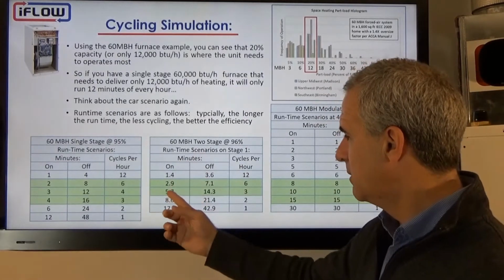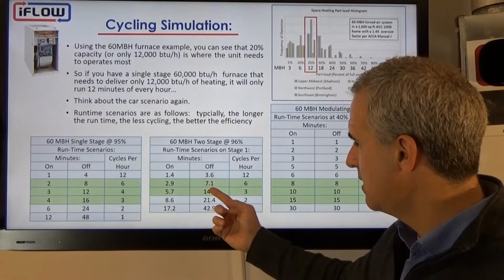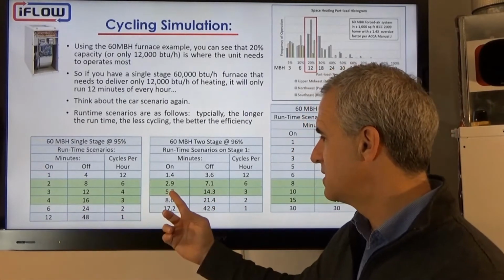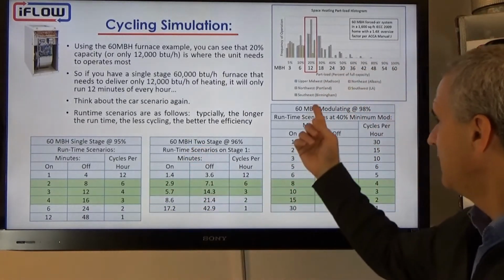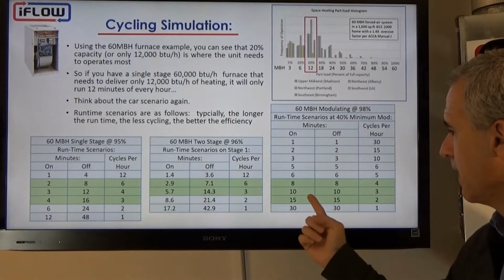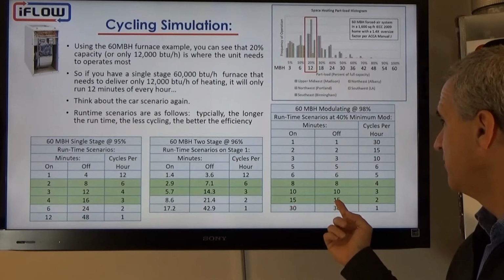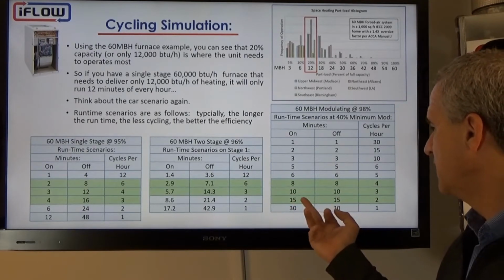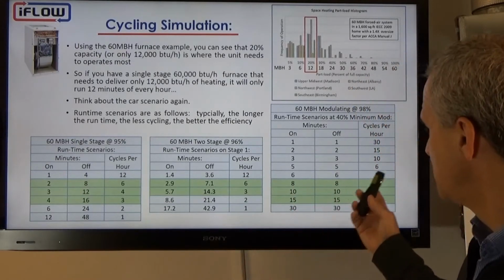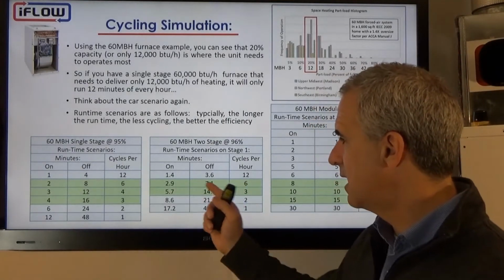With a 2-stage unit, I'm a little better. I'm going to run now for almost 6 minutes, and then I'll be off for about 14, and I'm going to do that 3 times an hour. So my run time has gone from 4 minutes now to 6 minutes with the 2-stage, and then with a fully modulating furnace with a minimum input of 40,000 BTUs, now I'm going to be a little better. I'm going to run for 15, and I'm going to be off for 15. Run for 15, off for 15. So this is 1 to 1 to 1. So this is better, but still cycling, 3 times an hour, 4 times an hour. This is cycling 6 times an hour.